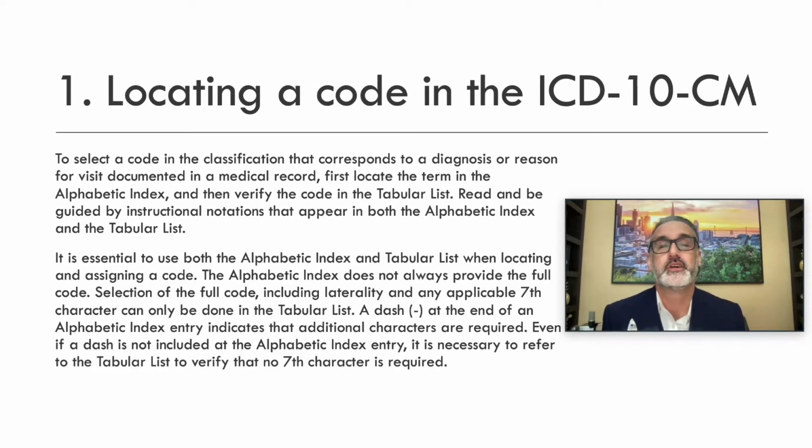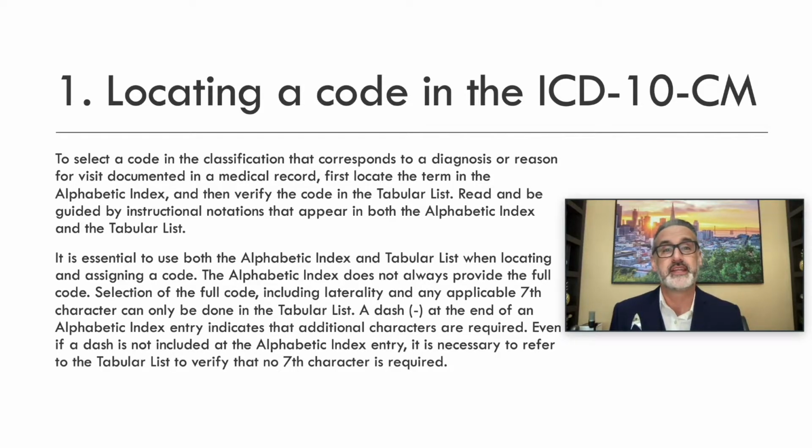So when we're locating a code in the ICD-10-CM in the diagnosis book, we go to the front of the book first, the alphabetical index. We choose the most generic term in the diagnosis that we have, and then we drill down, and get more specific when we're dropping down. And then once we cannot drop down anymore based on the documentation, then we go to the back of the book, the tabular list, and verify the code.